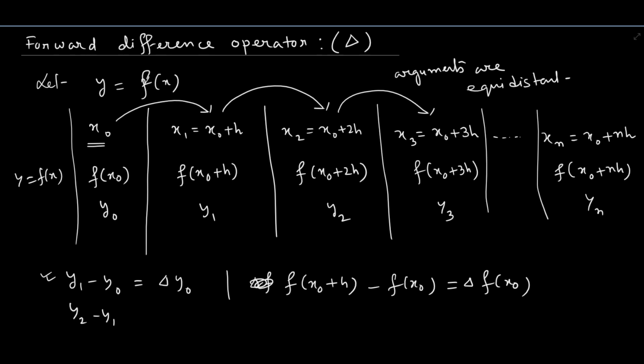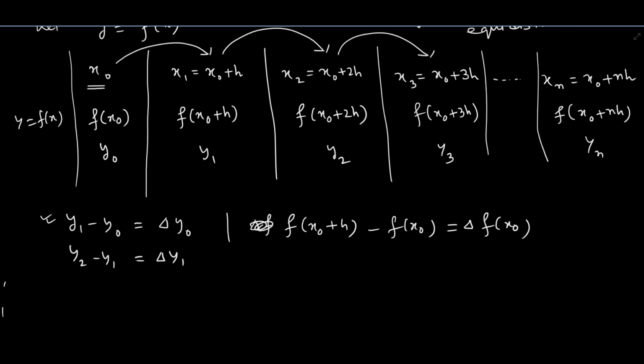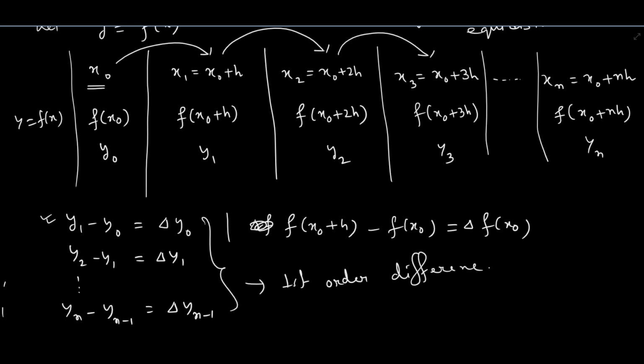What is y2 minus y1 then? It will be denoted by delta y1. This is another first order difference. Similarly, yn minus the previous entry just before yn, which is yn minus 1, will be denoted by delta yn minus 1. So these are all first order differences. Here this delta is called the forward difference operator, and delta y naught, delta y1, up to delta yn minus 1 are all first order differences.